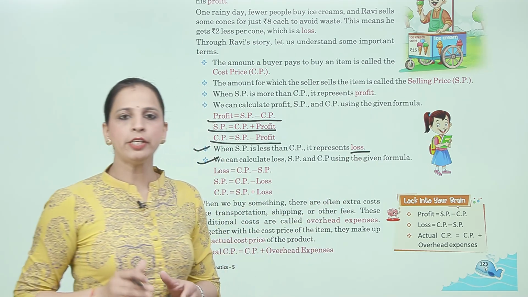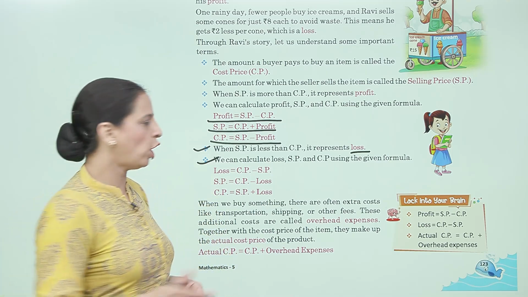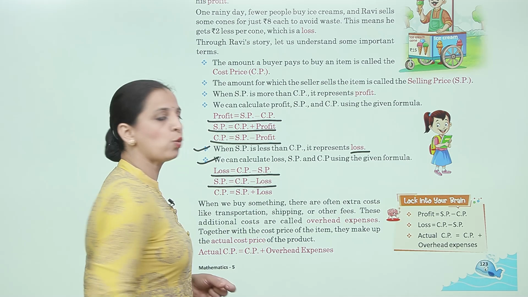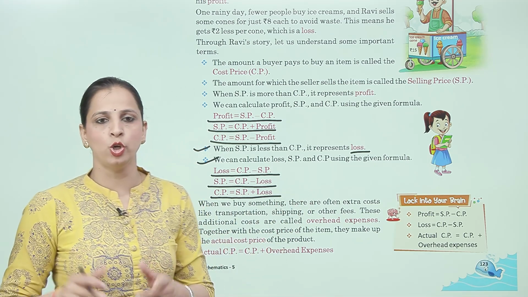We can calculate loss, selling price and cost price using the given formulas. Loss is equal to cost price minus selling price. Selling price is equal to cost price minus loss. Cost price is equal to selling price plus loss.